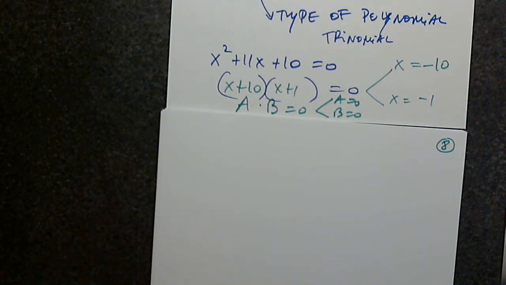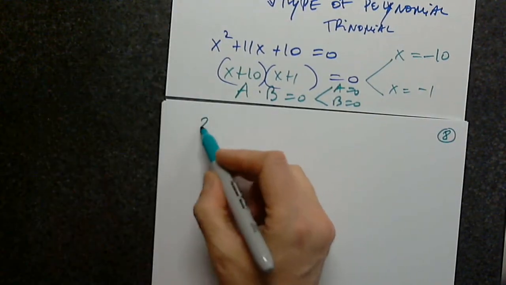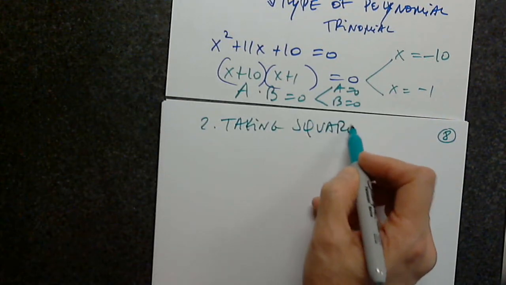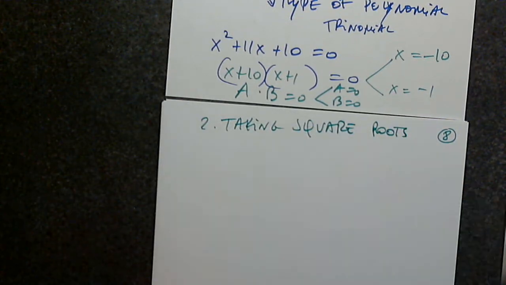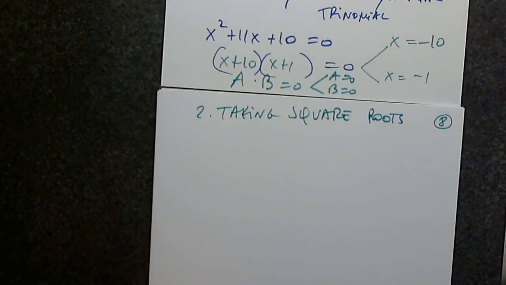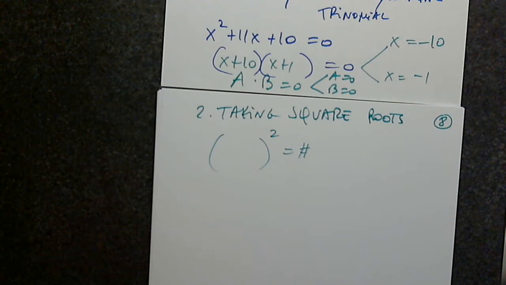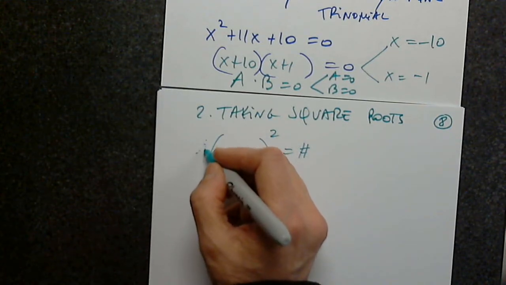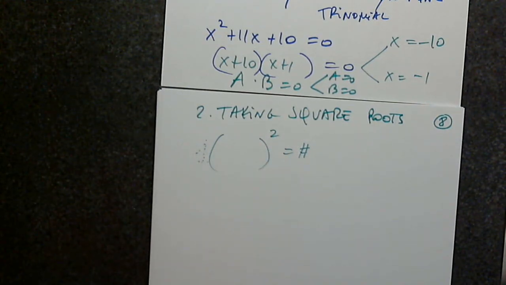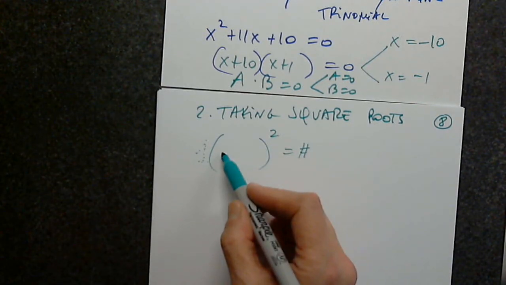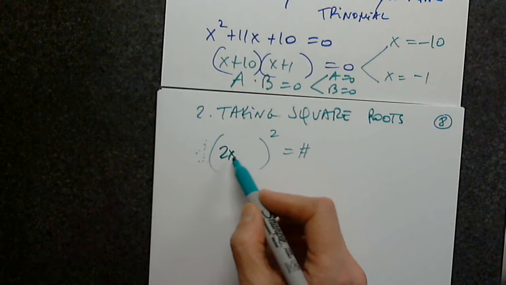Okay. So now let's talk about taking square roots, method number 2. When do I use this method? Only when I have something like this. 1 in front, and something with x in it. I don't know, 2x minus 3.